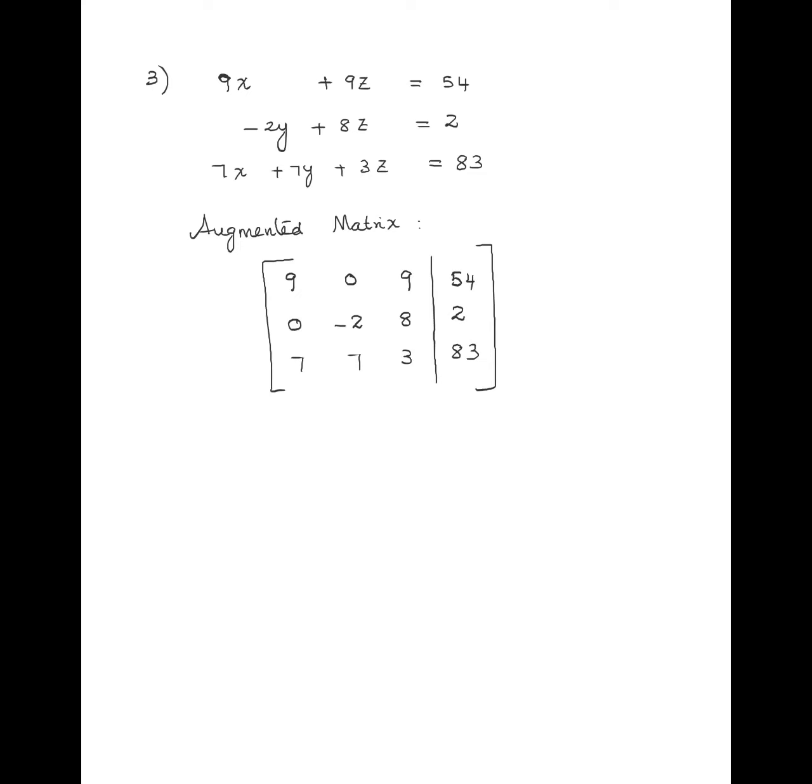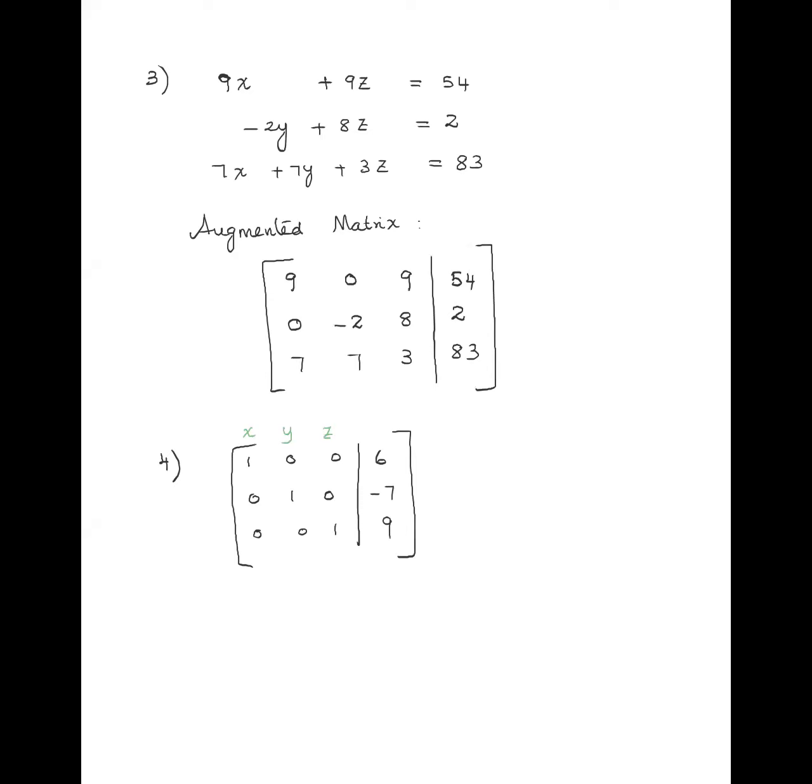So the problem number 4 is the other way. We are going to write the equations from the augmented matrix. So this is the matrix we are given. Now we are going to write the equations. So let's take these variables as x, y, and z. So this is going to be x, y, and z, and that's the constant.